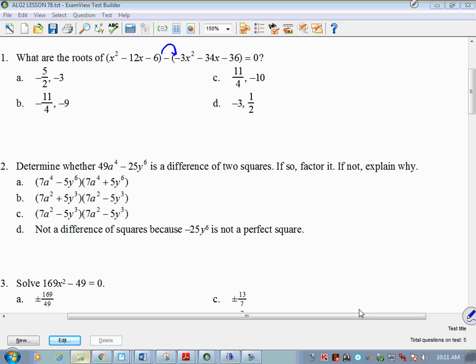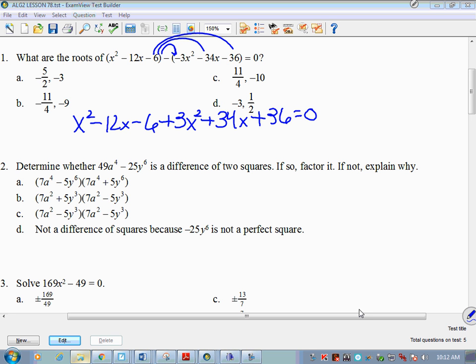Every term. So I have to distribute this negative here and here, right? As I rewrite this equation, what I'm actually writing is x squared minus 12x minus 6, then what? Plus 3x squared, good. Plus 34x plus 36 equals 0. All right, so you guys knew that. We're starting off on pretty good footing.